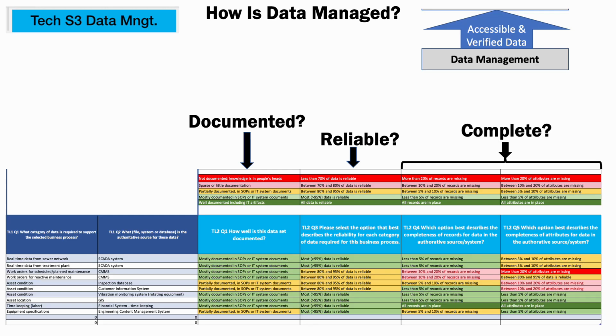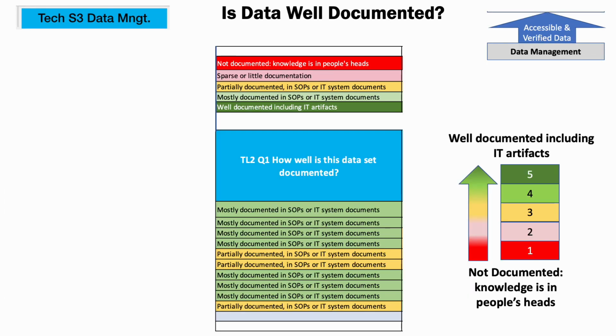The set of 4 columns in the data management worksheet are dedicated to collecting information about 3 questions about data management maturity. Is data well documented? Is it reliable? And is it complete? This column identifies the maturity of the documentation that is available for each of the data categories that are required for the selected business process.